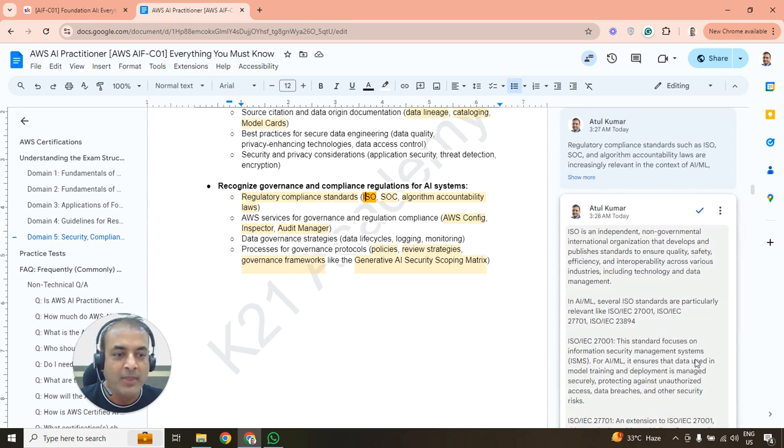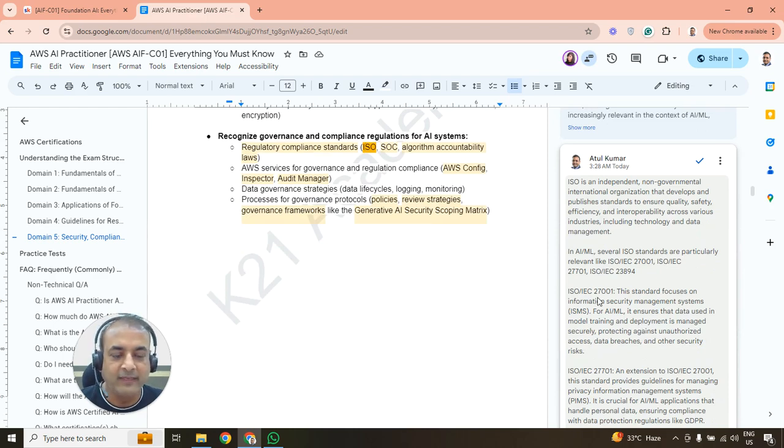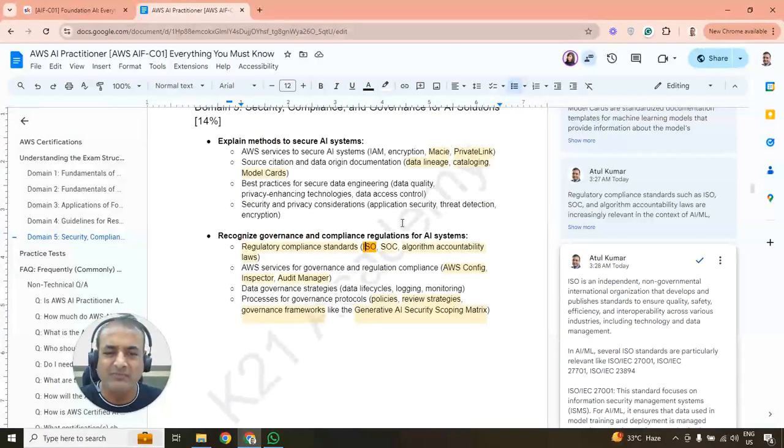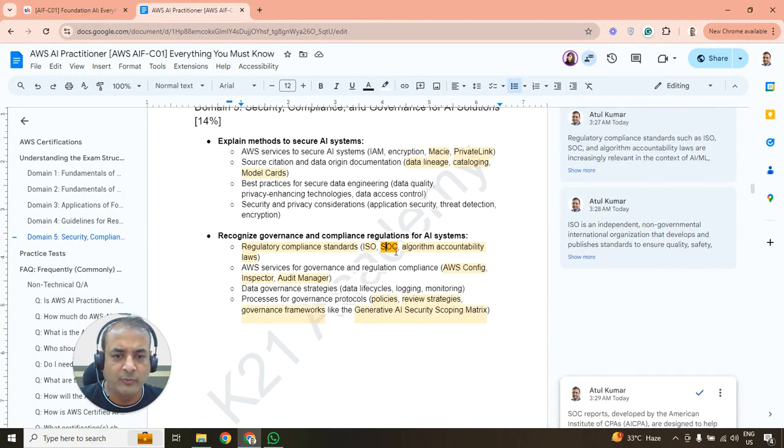Within that, we are going to look at ISO. And within ISO, for AI and machine learning specifically, there's ISO/IEC 27001. Also, there's 27701. Also, there is ISO/IEC 23894. So understand these high-level basic concepts about ISO.